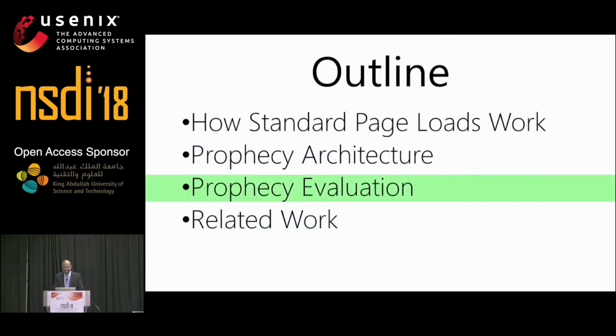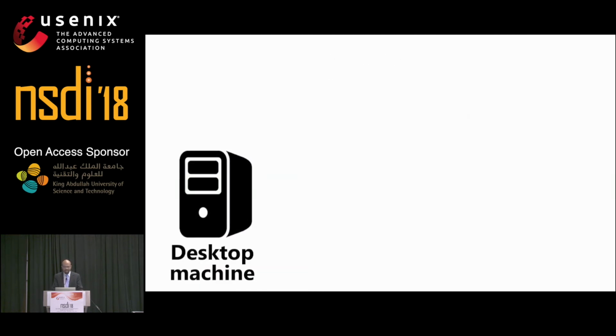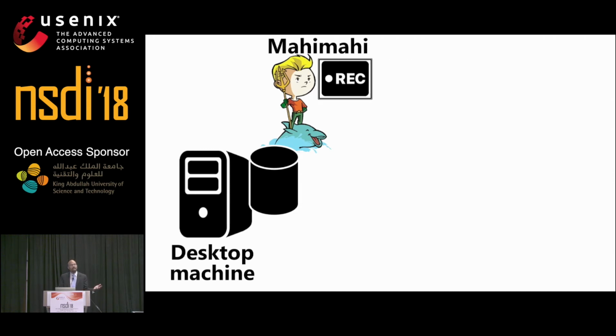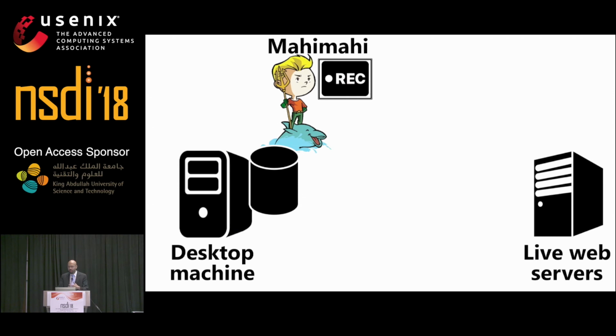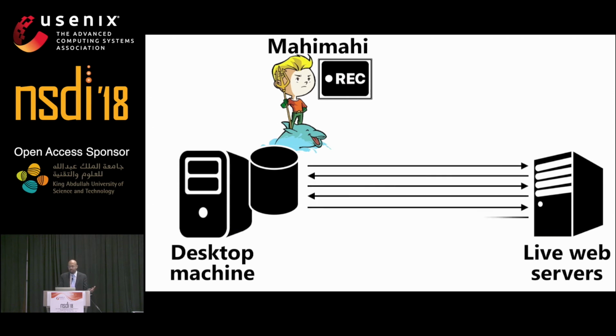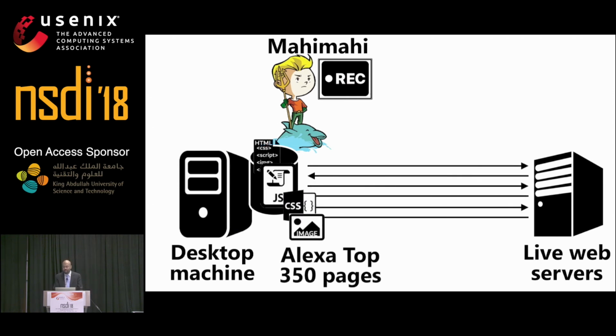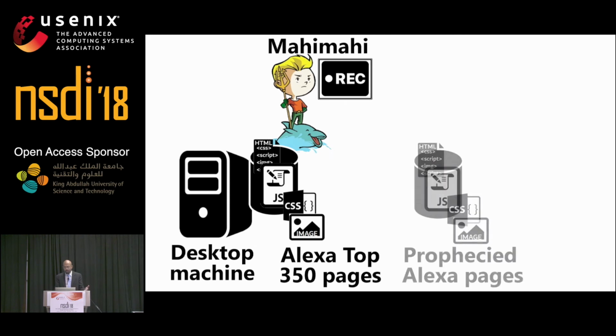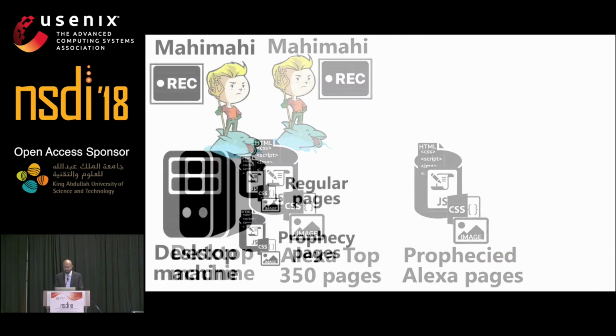So anyways, let's now go to the evaluation for Prophecy before concluding. To evaluate Prophecy, we took a desktop machine and we ran Mahimahi. Mahimahi is a tool that allows you to record HTTP traffic from live sites and then later replay that traffic. So we set Mahimahi in record mode, we found some live web servers, and then we recorded a bunch of content. In particular, we downloaded content from the 350 most popular web pages. Once we had that content, we rewrote it, giving us a Prophecy version of each page in the corpus.